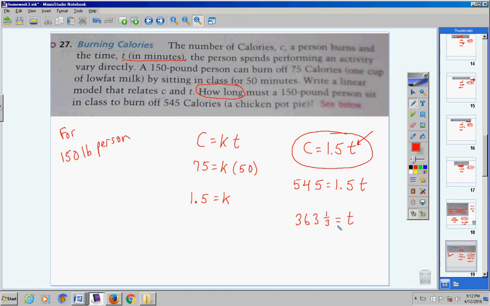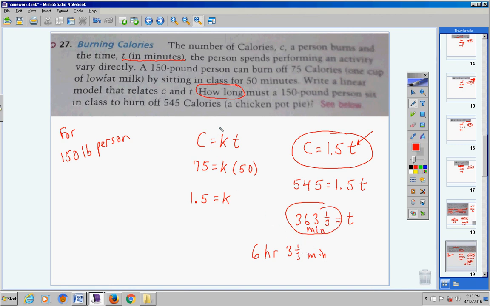Now if you want that in hours, of course, then just divide that by 60 and you'll get 6 hours. And let's see, 6 times 50 is 300. So we would have 6 hours and 3 1/3 minutes. Now if you don't like that, you're welcome to leave your answer just like this, as long as you label it minutes. I don't really care. Okay, but there we go. Alright, I hope that makes sense.